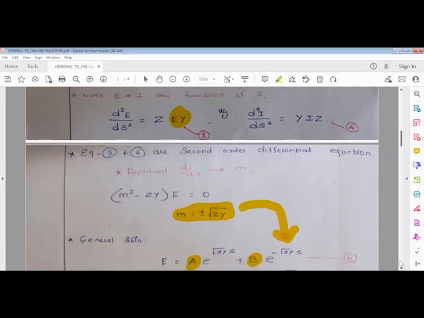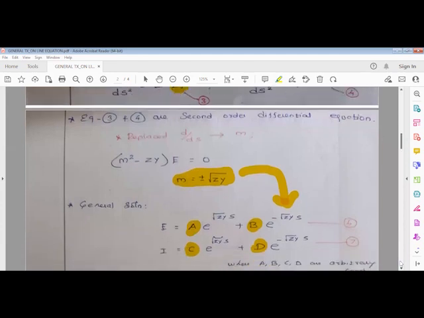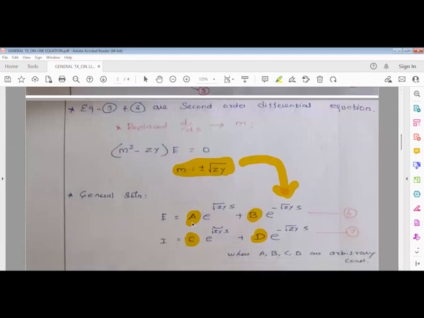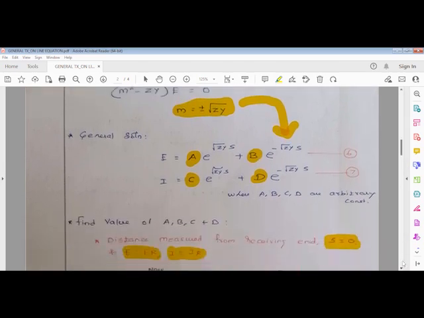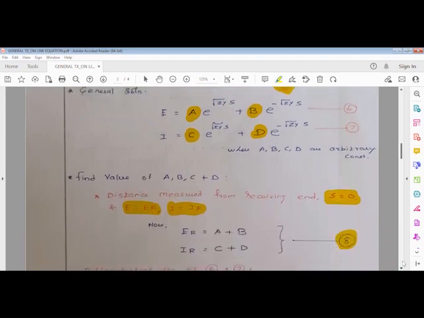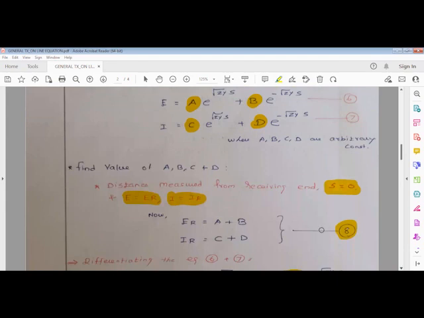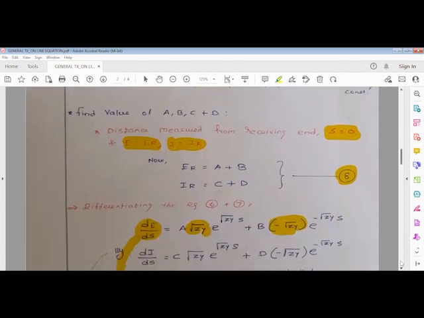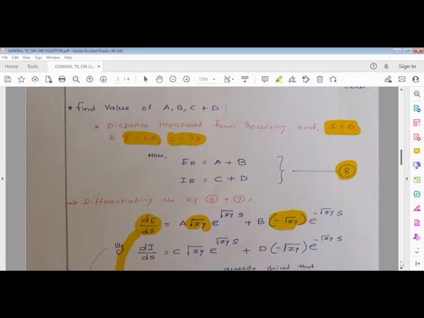So already we know the general solution of a second order differential equation. We can write E equal to A into e power root of yz into s plus B into e power minus root of zy into s. Likewise the current, considered as equation 7. Here we have to find the A, B, C and D values. So to find them, we consider the distance s equal to 0. Substituting s equal to 0 in equations 6 and 7, it becomes ER equal to A plus B, IR equal to C plus D.